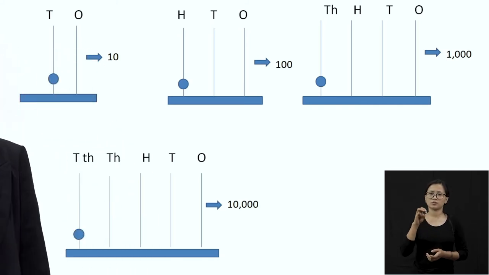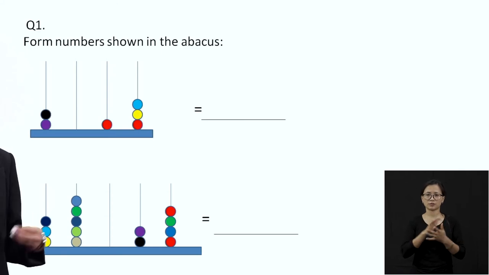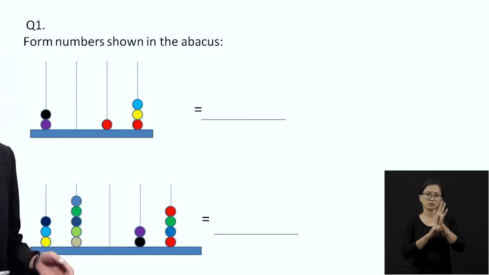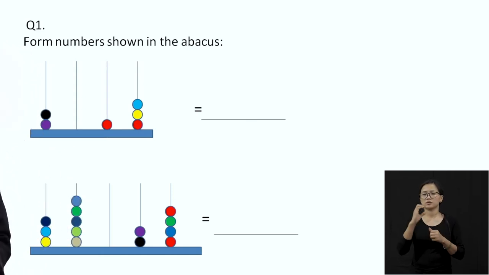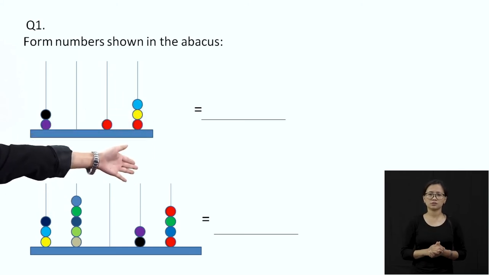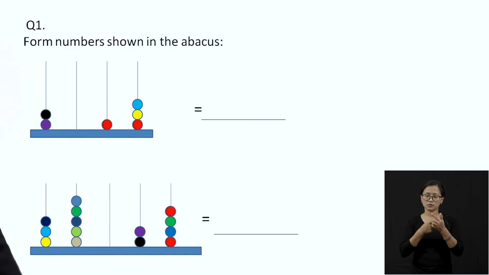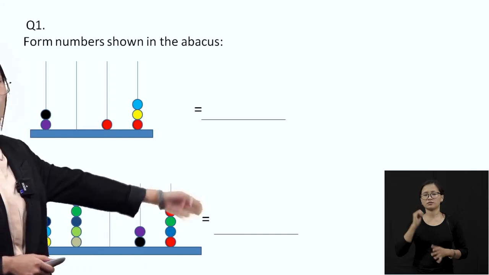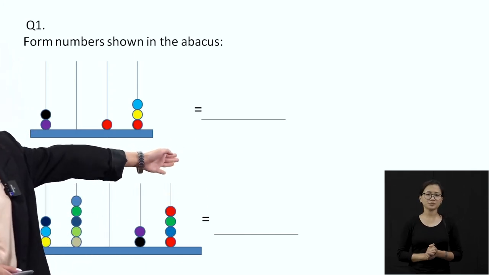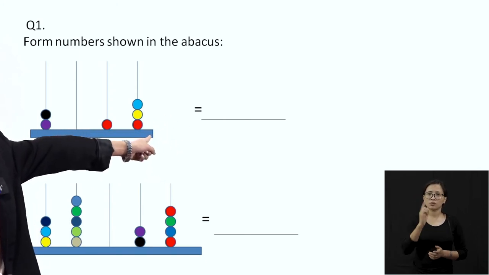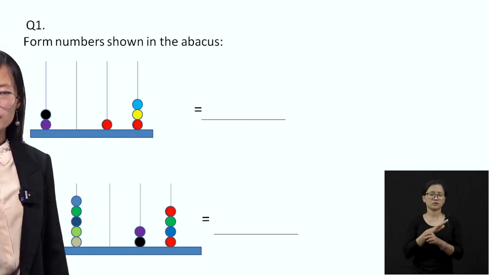So coming to this, we will do one exercise relating to the abacus. From the numbers shown in the abacus, from which number shall we start? Just like I have told you, we will start from the rightmost, which represents the ones. So here you have four rods and you have colorful beads. Let's count from the ones, which is from the rightmost. You count the beads from the rightmost, that is from ones. You have one, two, three colorful beads. So you will write that first.